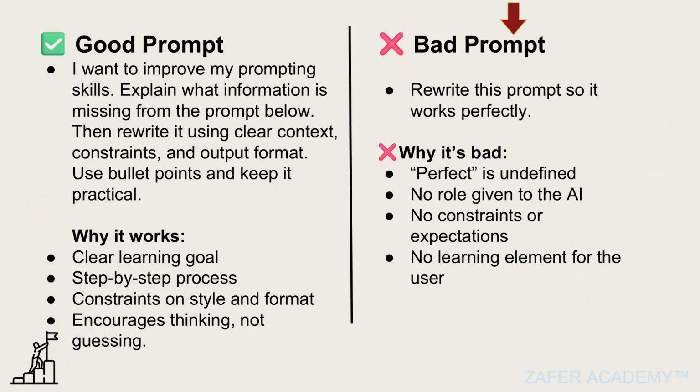Let's look at this other example here. It says, I want to improve my prompting skills. Explain what information is missing from the prompts below. Then rewrite it using clear context, constraints, and output format. Use bullet points and keep it practical.